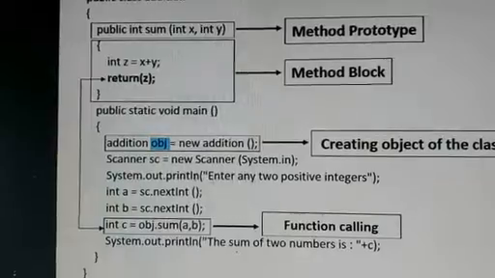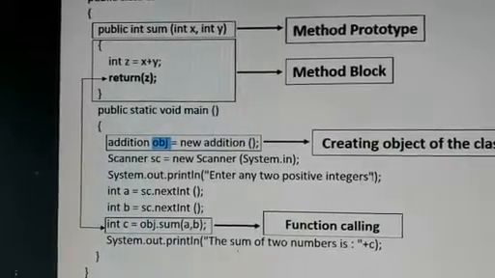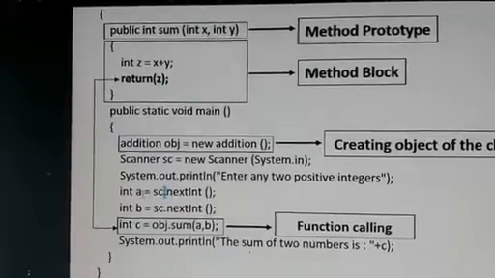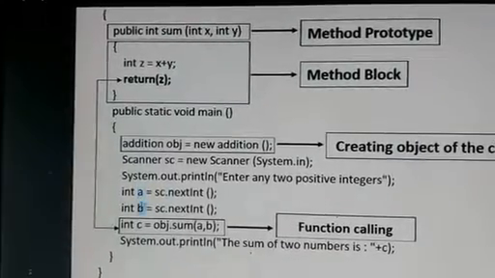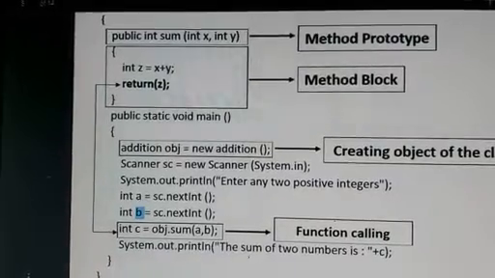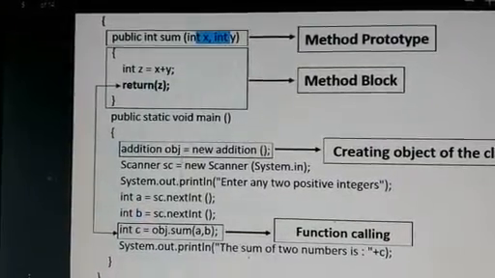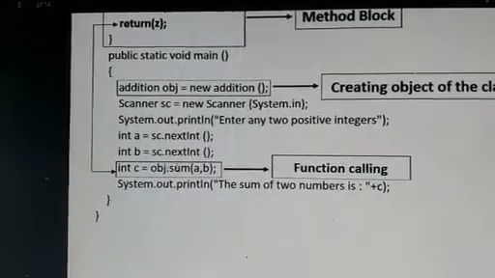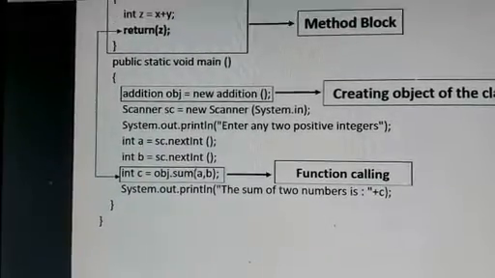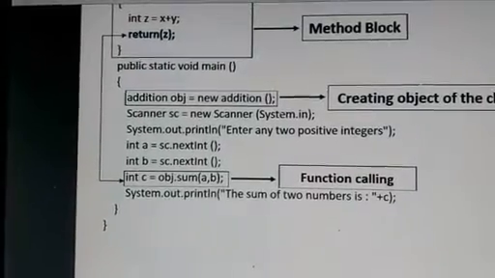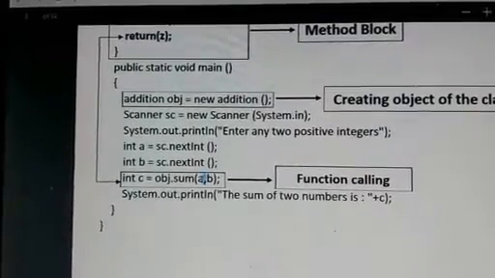Now I have given a message, enter any two positive integers, and I am storing one variable as a, one variable as b. As per the method definition, we have to pass two integer values. So look at the function calling part. Now obj.sum, then we are passing two integer values, that is a and b.